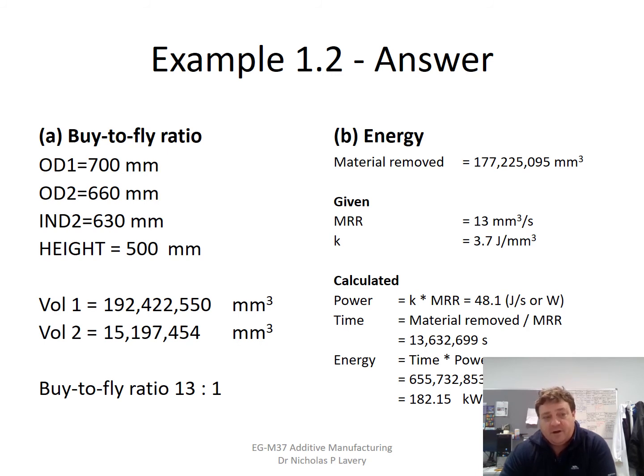Outer diameter 1, 700, outer diameter 2, 660 millimeters, inner diameter 2, 630 millimeters, height 500 millimeters. So we can just use simple calculations of cylinders. The first volume is 192,422,550 millimeters cubed, and the second volume is 15,197,454 millimeters cubed, and that gives us a buy to fly ratio comparing the two volumes of 13:1. So we worked out here the amount of volume of material that needs to be removed is 177,225.